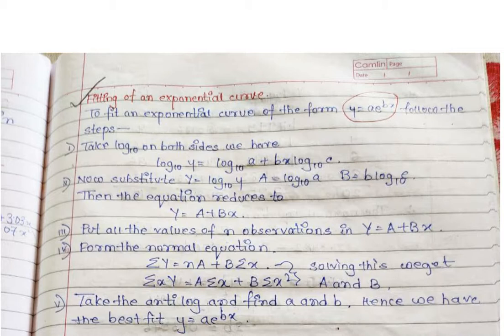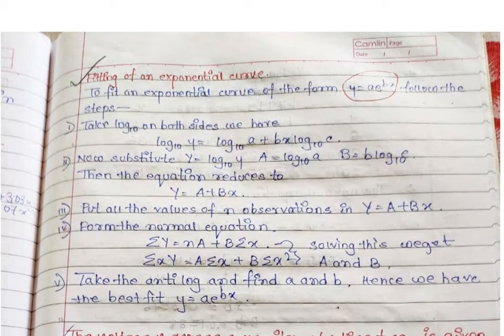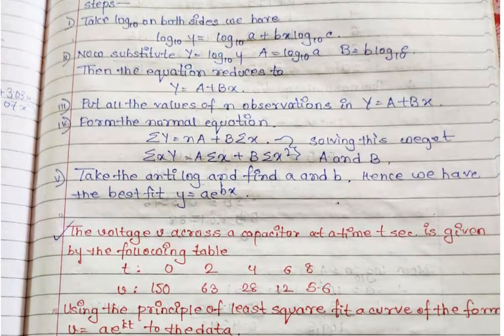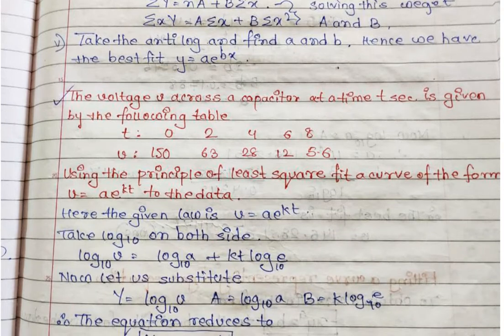Simply find the values of capital A and B, take the antilog and find out the values of small a and small b, and hence we will put the values and fit the curve y equals a e to the power bx. सभी के पास कैलकुलेटर है, कैलकुलेटर से log base 10 करके हम लोग वैल्यू कैलकुलेट करेंगे और e to the power में जाके उसका एंटीलॉग ले लेंगे. ठीक है? Okay, so here is a problem given.